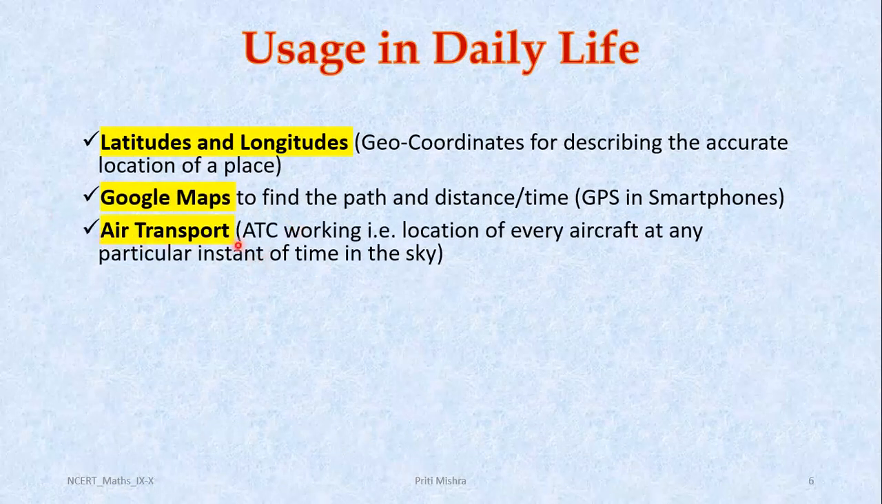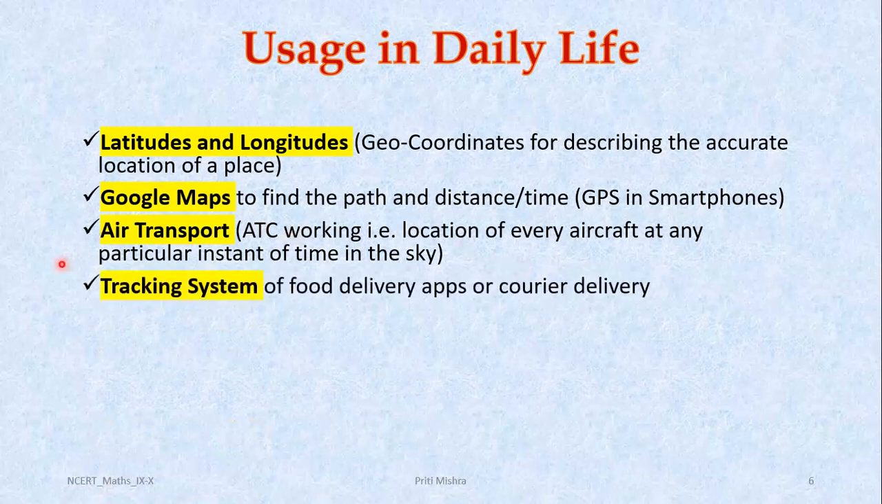Then in air transport, in ATC working, the location of every aircraft at any particular instant of time in the sky, we can find out. So suppose if 4 planes want to land at Delhi airport almost at the same time, then ATC, what is ATC? Air traffic controller. ATC determines which one plane should land first and the rest of the planes should wait while roaming in the sky. Okay, so this can be determined on the basis of the geo-coordinate system. Again, here is the involvement of coordinate geometry.